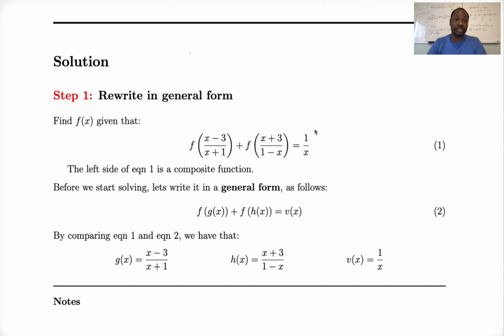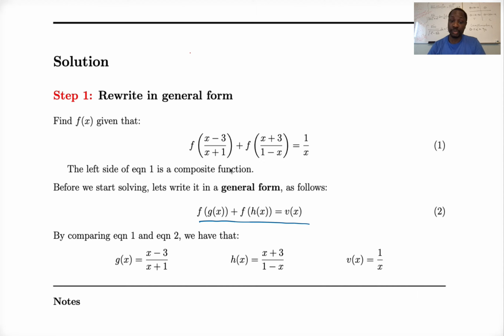So this is the first step required, and the step says you should rewrite in general form. So instead of having it in the form that was given to us, which is up here, equation 1, I wrote it in the form f of g of x down here, equation 2, plus f of h of x equal to v of x.